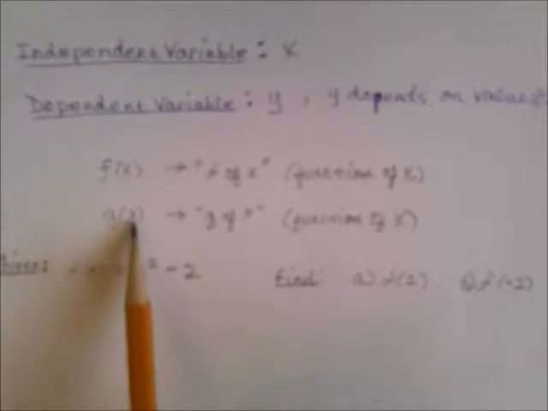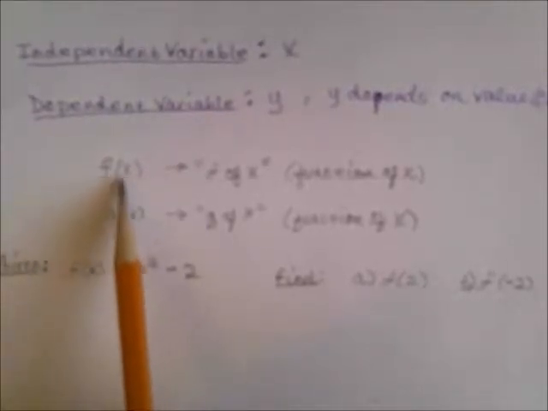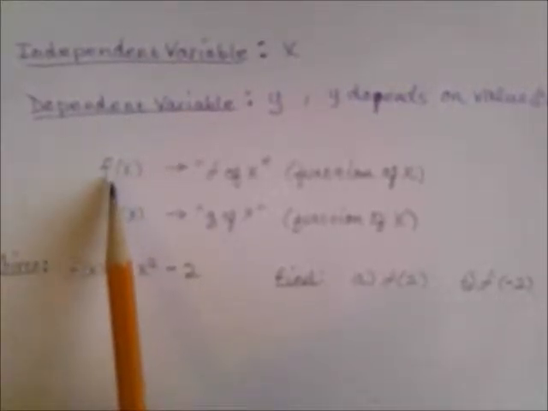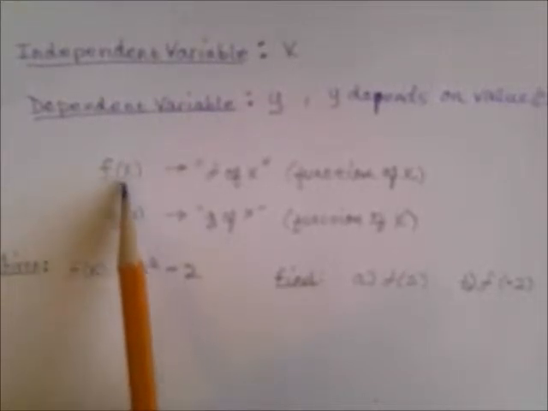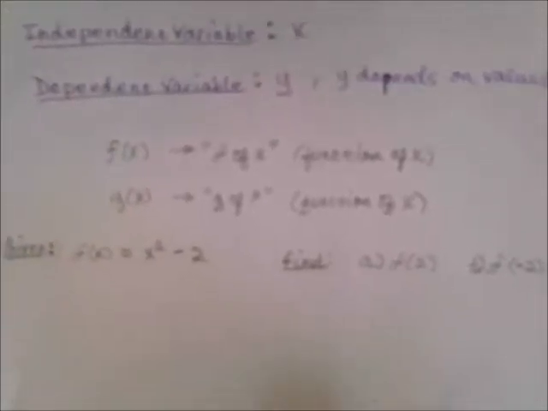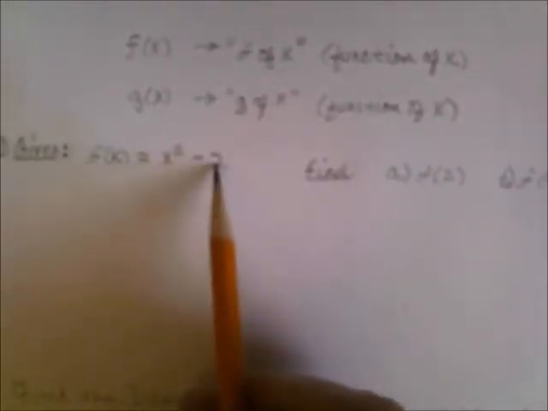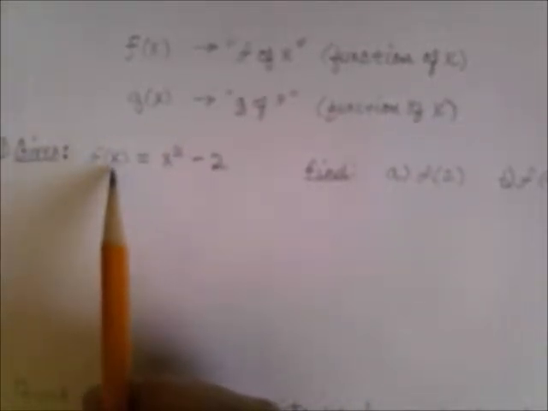Down here it's g of x. You can use h of x, any letter you want, but it's talking about a function, and it's saying the function of x. So what we're really talking about here is y is the function of x. So down here where we have f of x is equal to x squared minus 2, f of x meaning y, because y is a function of x.